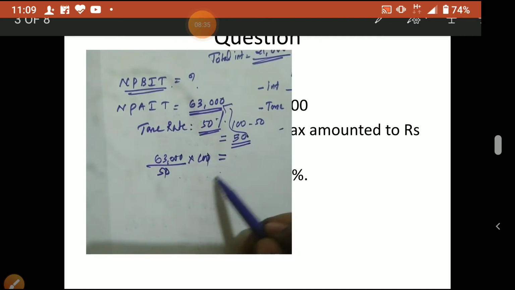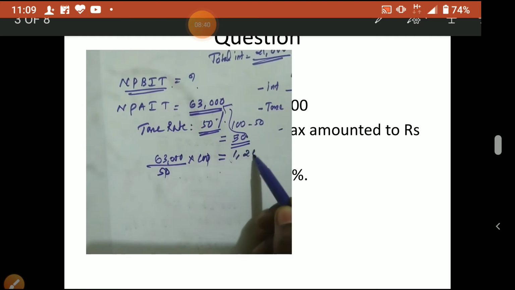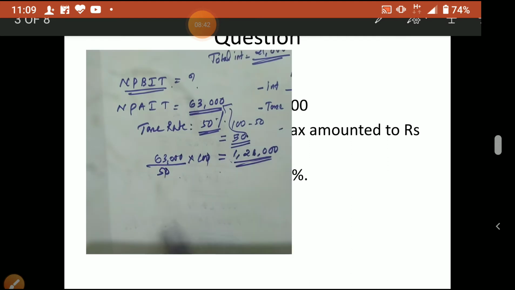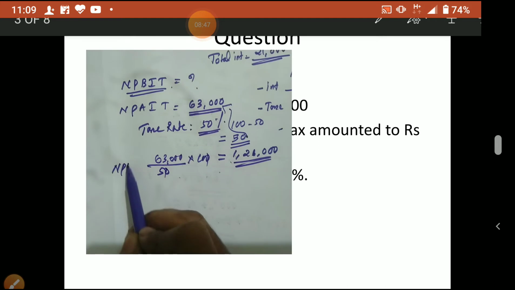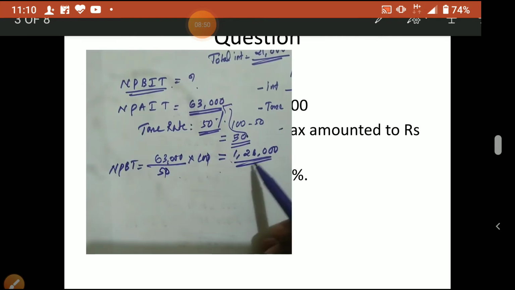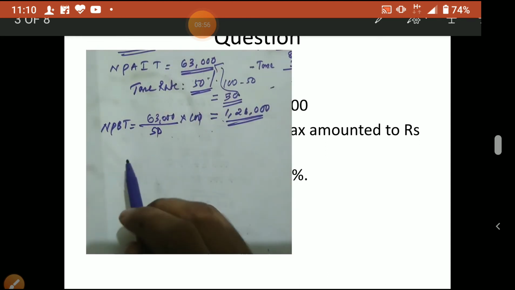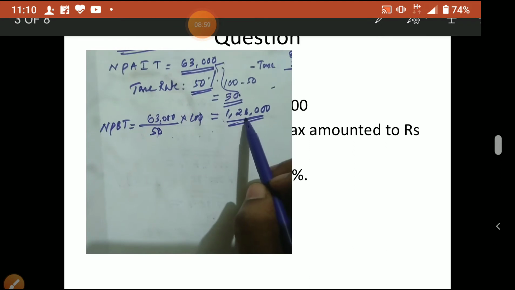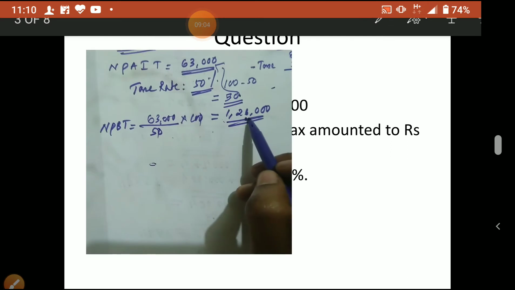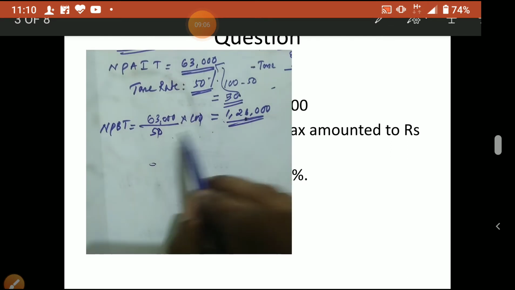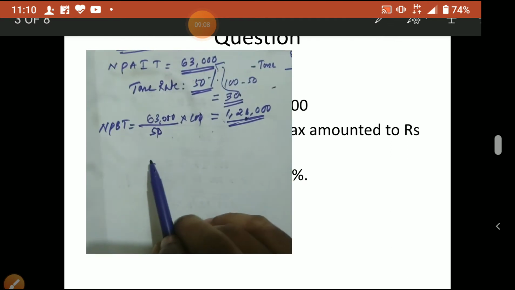So this way we calculate. How much will you get? 1,26,000 you will get. Okay, so this is the net profit before tax. Now we have gone back one step. Before payment of tax it was 1,26,000. That means from 1,26,000 we paid 50% tax, and after that it becomes 63,000.